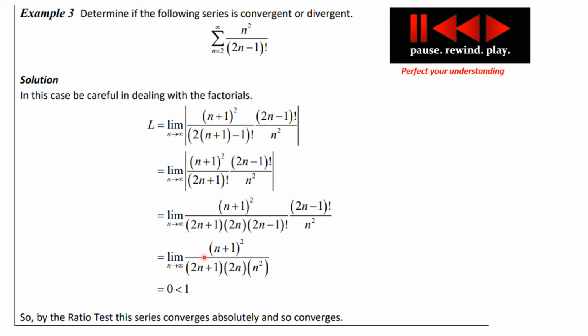Okay, now the limit as n goes to infinity here in the bottom, I have n squared, n cubed, n to the fourth, and this is just n squared. So as n goes to infinity, that is 0. We know that from prior work. And so by the ratio test, the series converges absolutely, and so it converges.